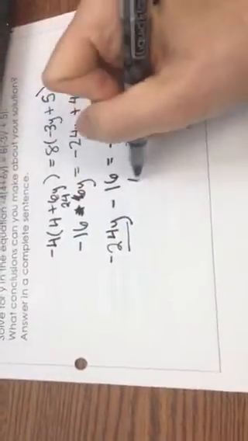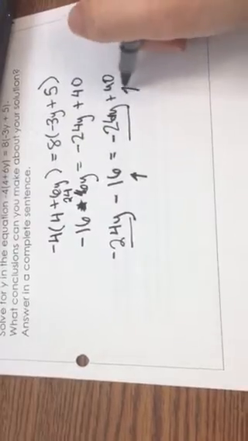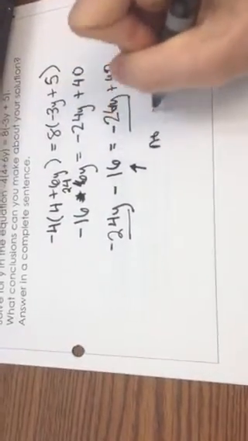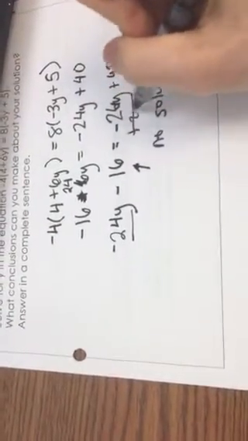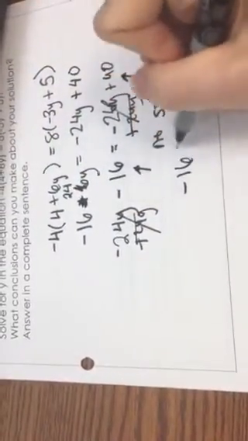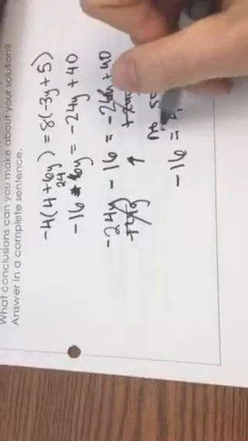So I could continue to solve this, but because I have the same coefficient and different constants, this equation is going to have no solution. Okay, and I could see that if I add 24y to both sides, then it's going to cancel on both sides, and what I'm left with is negative 16 equals 40, and that's a false equation. So that's a good example of an equation that has no solution.